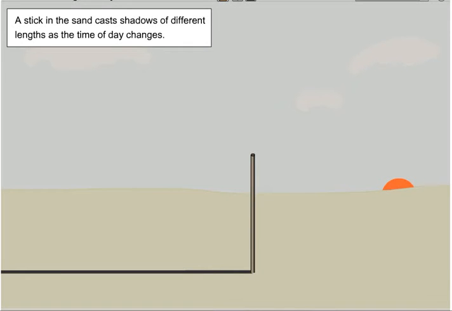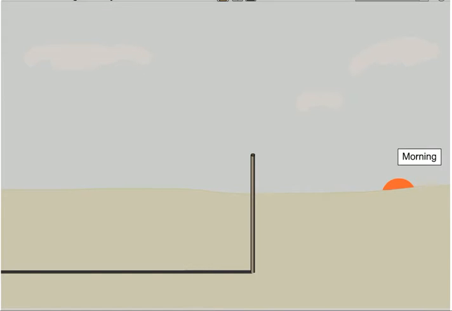Have you ever noticed how the lengths of shadows change during the day? Watch how this stick's shadow changes as the sun moves across the sky. Early in the morning, the shadow is very long.